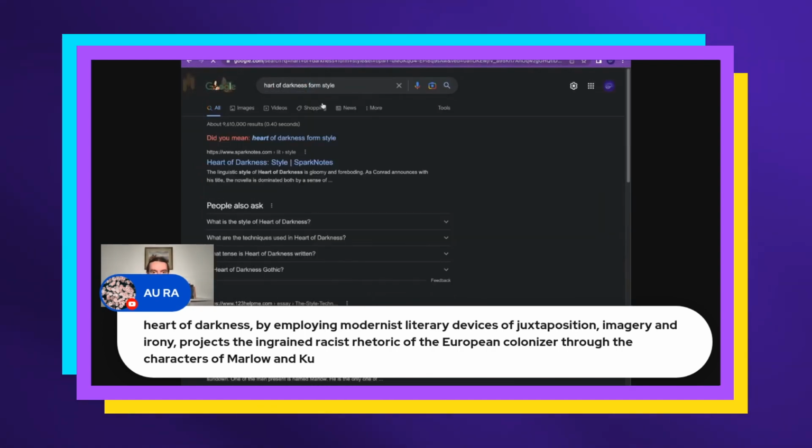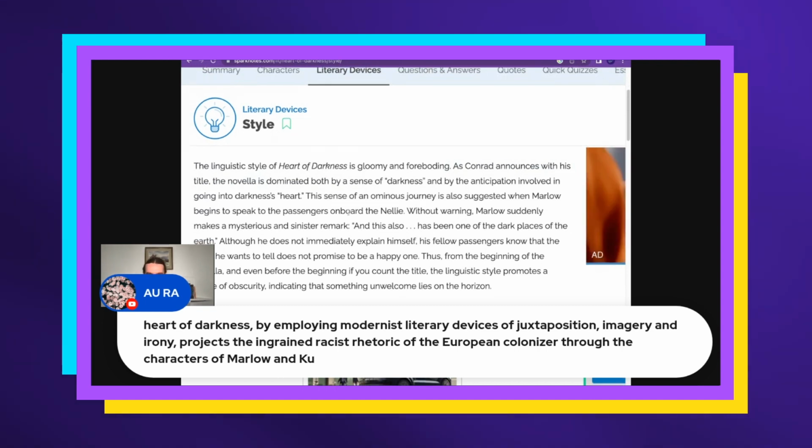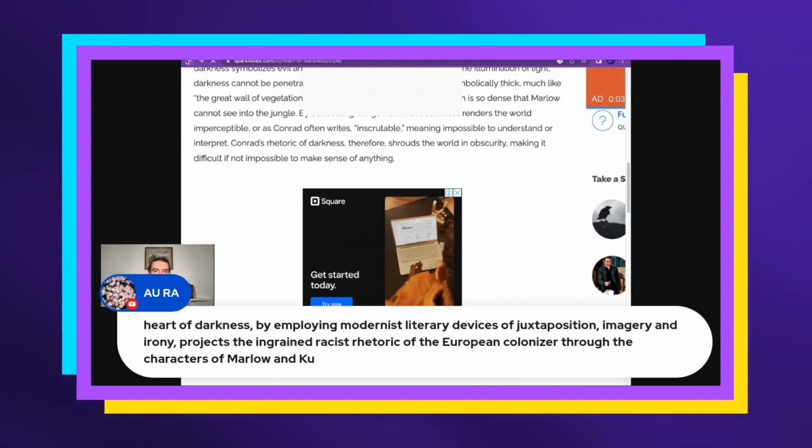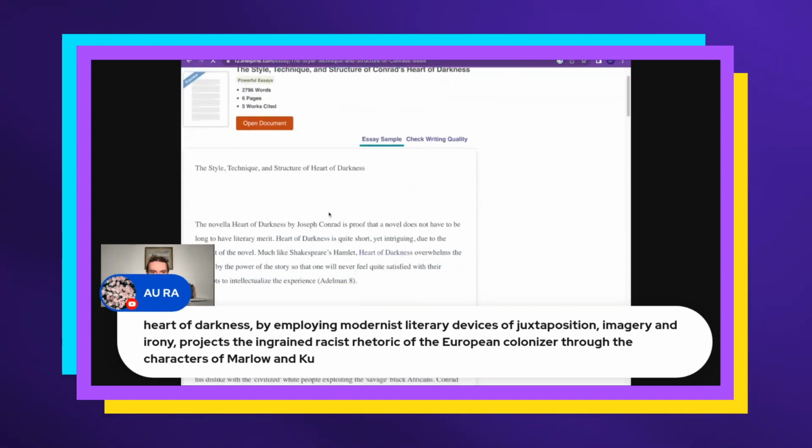You can also type in style. Again, I'm just showing you literally the process of doing this. But we're going to use the word novella. You've got to say Joseph Conrad when you first introduce the text. A couple of basic things here. We're not going to say it there. We might have to look at other things, style, technique, structure. You just have a look at different resources here.